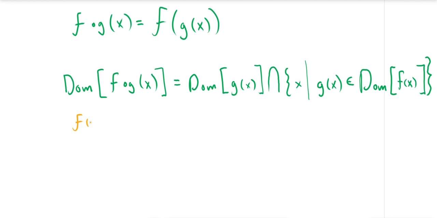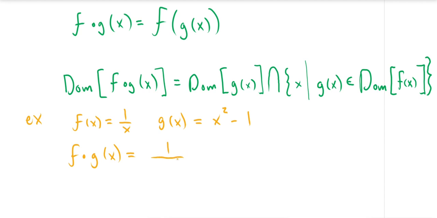Here's an example. Let's say f of x is the function 1 over x. And let's say g of x is the polynomial x squared minus 1. Then f o g of x is going to be 1 over x squared minus 1. And what we can see is that, first of all, the domain of g of x is, well, the whole real numbers. This is a polynomial, and so it's not going to have any domain restrictions.